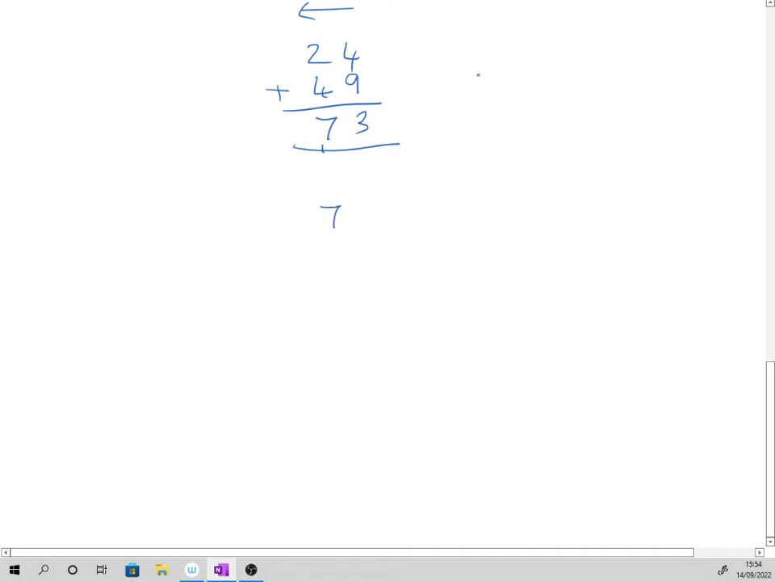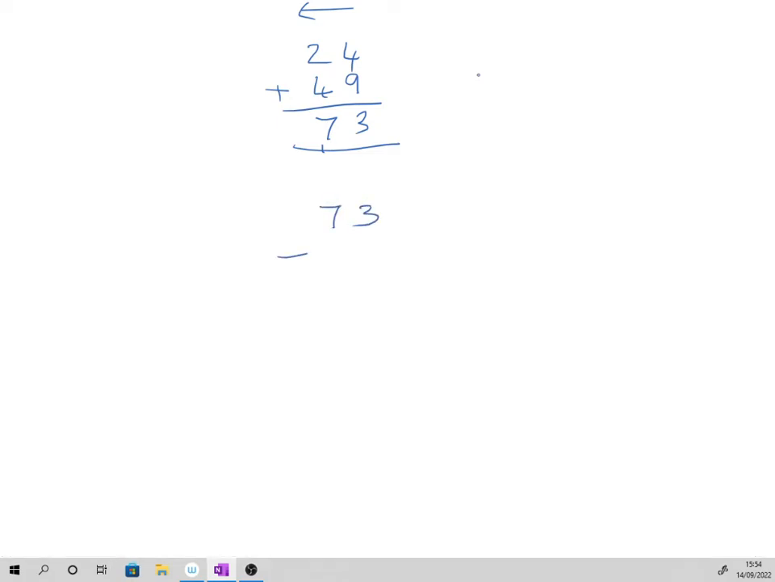Subtraction, 73 minus 41 is easy. Start from the right. 3 take away 1 is 2. 7 take away 4 is 3. Let's make that a bit more difficult, shall we? 73 take away 44. Again, keep them in columns. Now 3 take away 4 we can't do because we'd end up with a negative 1. So we don't want to be doing that.